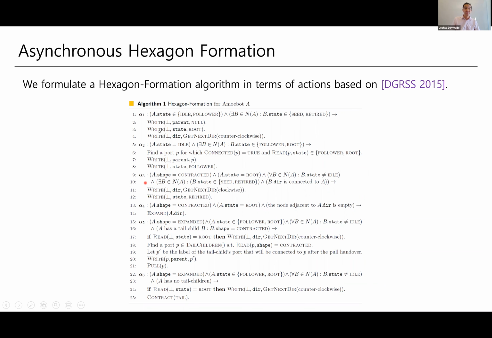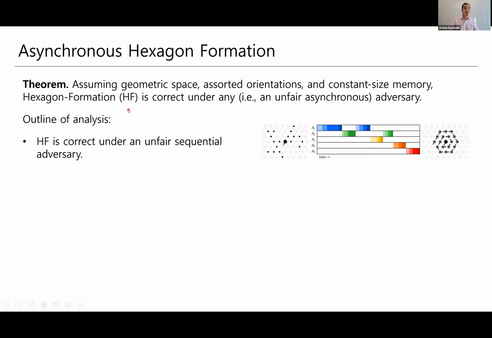Our hexagon formation algorithm is defined here in terms of actions, as we require with the canonical model. It is inspired by the original algorithm by Derakhshandeh et al. in 2015, but there is a lot of subtlety in getting this to work correctly in terms of actions. When we analyze this algorithm, we're able to prove the following theorem. Assuming geometric space, which is the triangular lattice, assorted orientations, which means they don't need to agree on a global compass, and constant size memory, this algorithm is correct under any adversary. Specifically, we're going to prove this for an unfair asynchronous adversary, which is the most general of all.